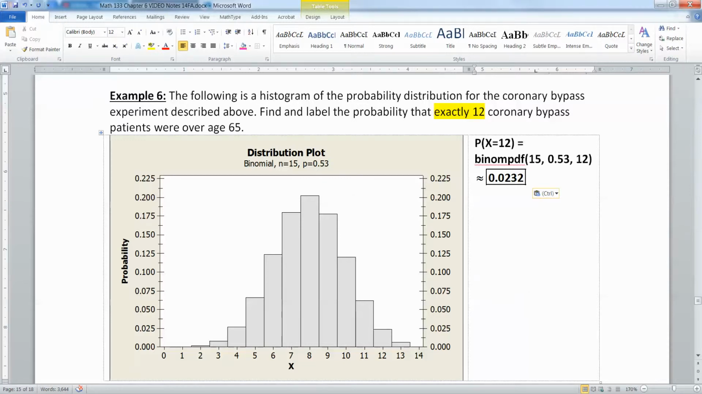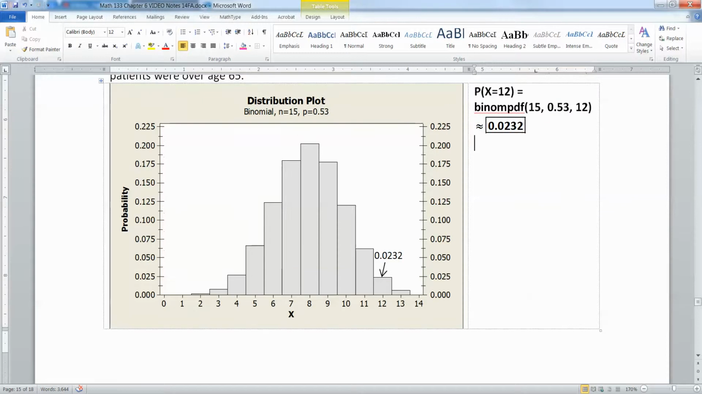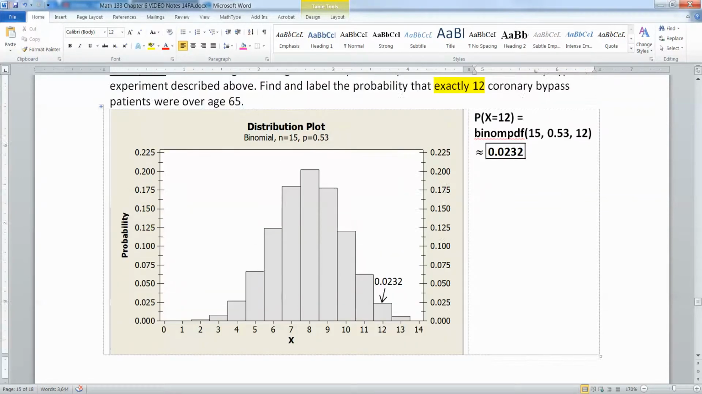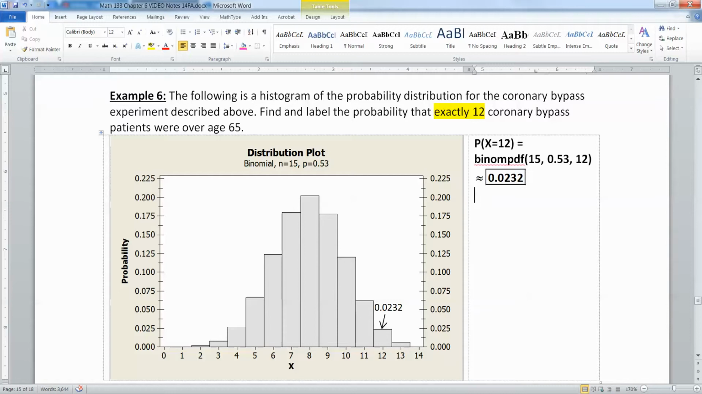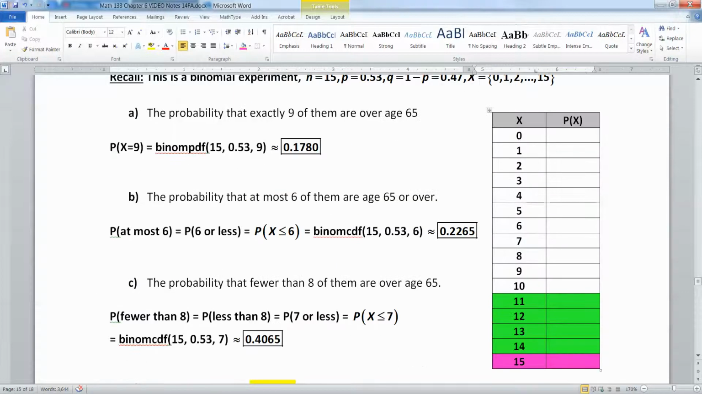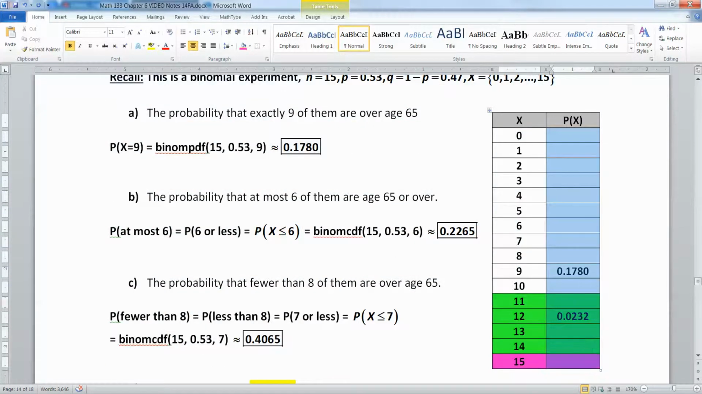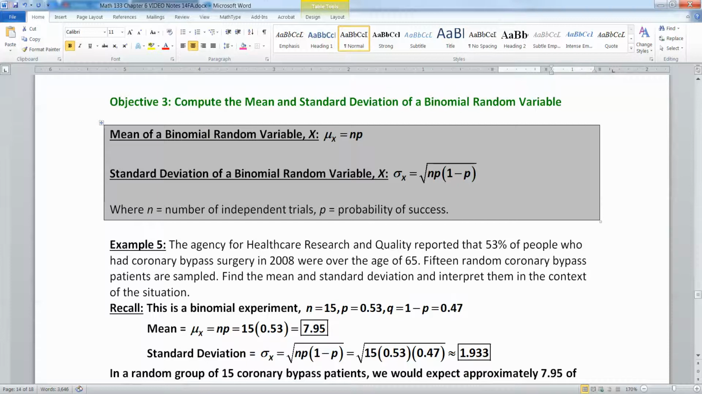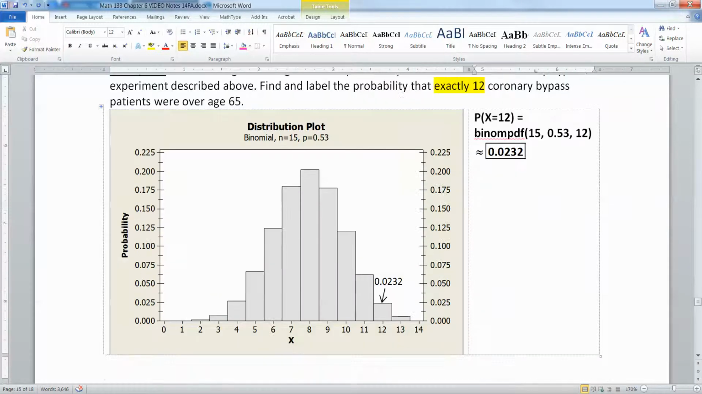So let me draw that. There we go. I've got that little bar labeled right there. So that's 0.0232. And you can see that this histogram is a distribution that would show the values for each of these table values. This one right here we found was 0.1780. This one you just found was 0.0232. And that histogram shows you all of the individual values in a graphical form rather than in a table or in a formula. It gives all the PDF values.